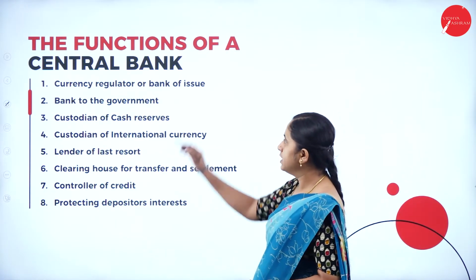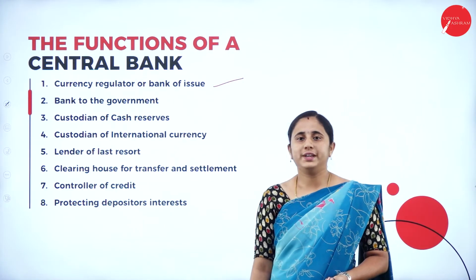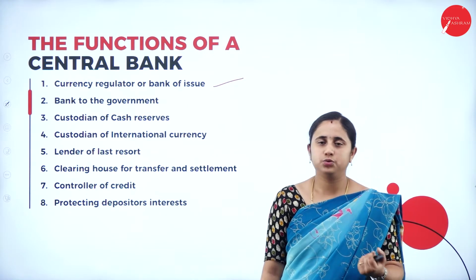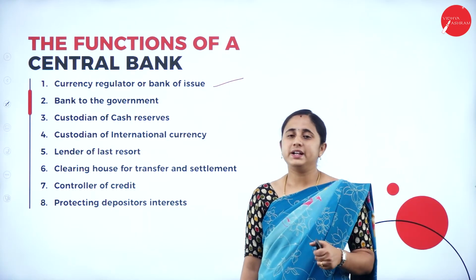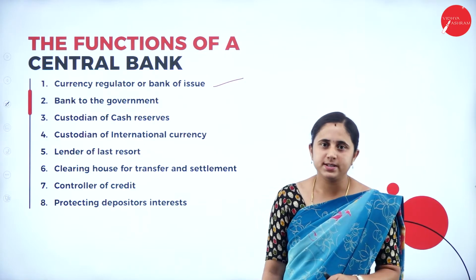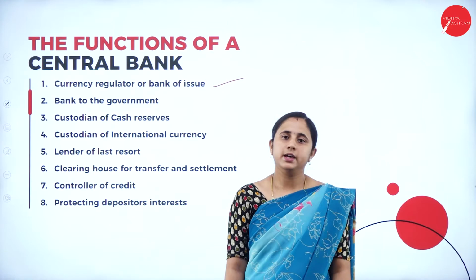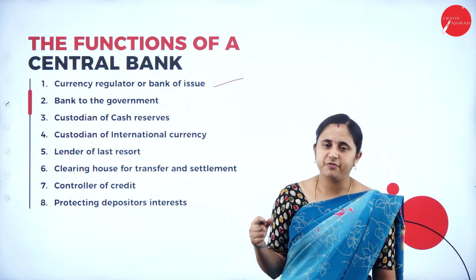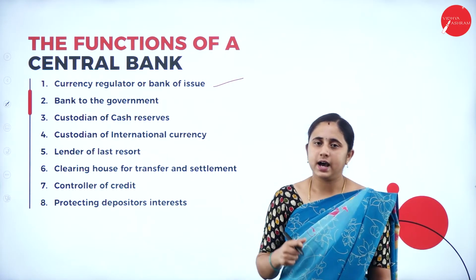First one, currency regulator or bank of issue. They print and circulate the money in the country. They are not only printing the money, they are going to control the Indian financial system. Not all the printed money is going to circulate in the economy, but a fixed percentage they are going to hold with the RBI as a reserve to meet uncertainty.